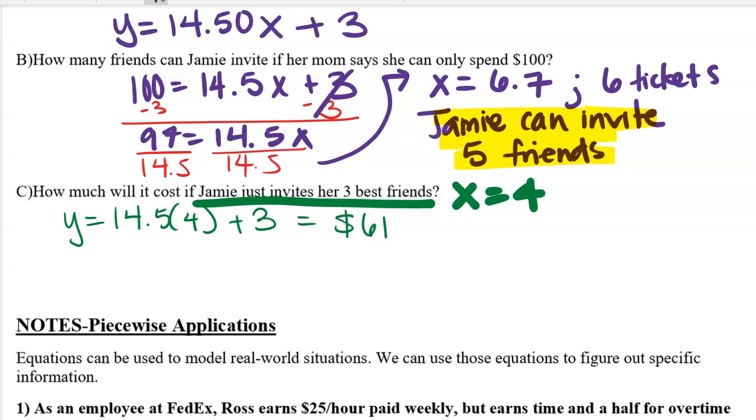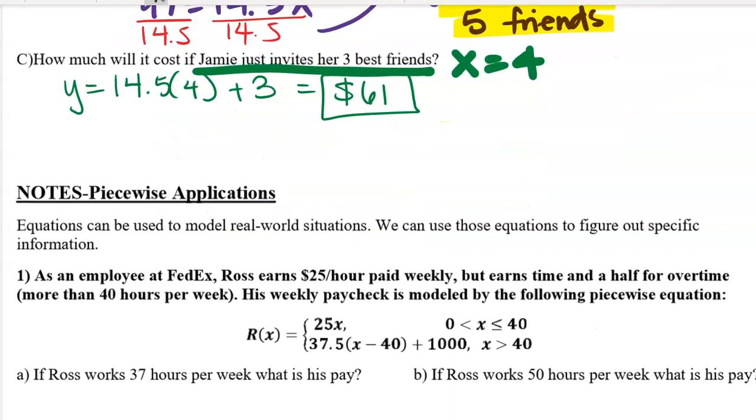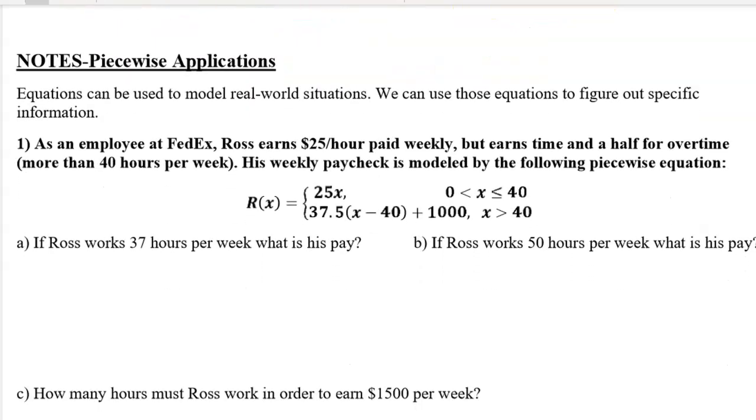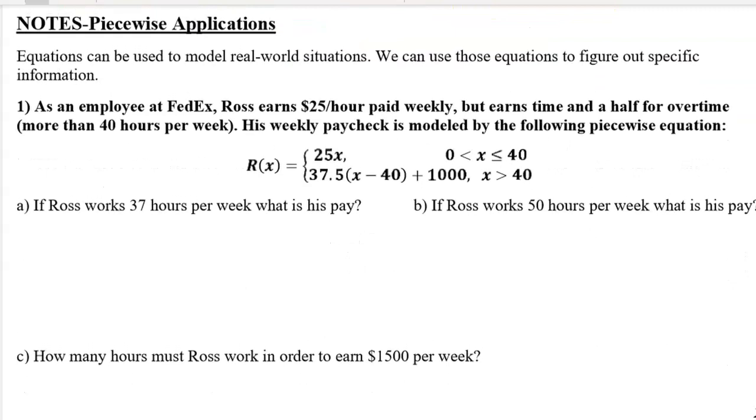$61. Perfect. Okay. All right, we are moving into the second half of this, because that's how quick these are. All right. Note: piecewise application. An equation can be used to model real-world situations, just like the first sentence on the prior set of notes here. We can use those equations to figure out the details.